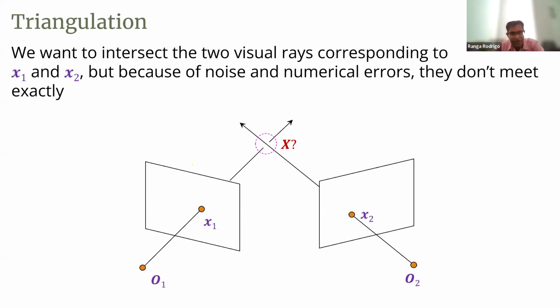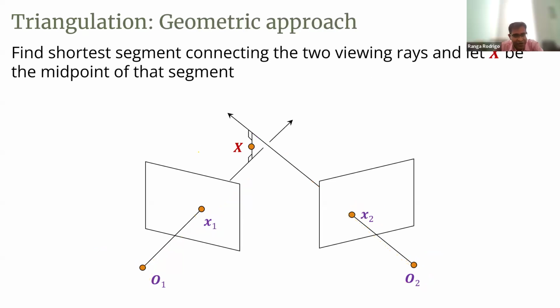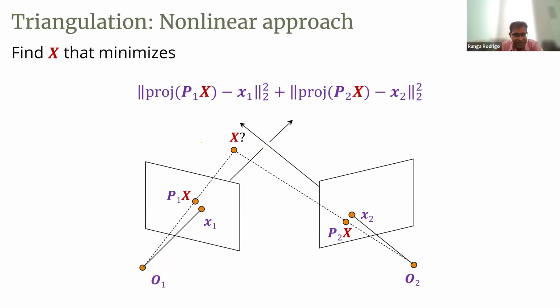We want to intersect two visual rays corresponding to x1 and x2. These are the image points, x1 and x2, this point and that point. So we know the camera center, and we know this center. So you draw a light ray through that. You draw another light ray through that, and they do not usually intersect in the 3D space. So you have to minimize the perpendicular distance between these two rays. So you can write mathematical equations for that.